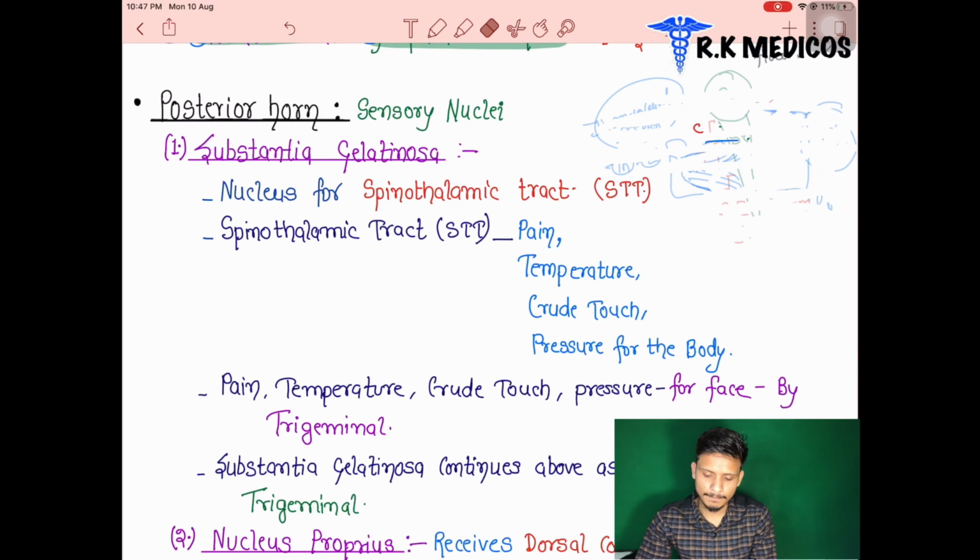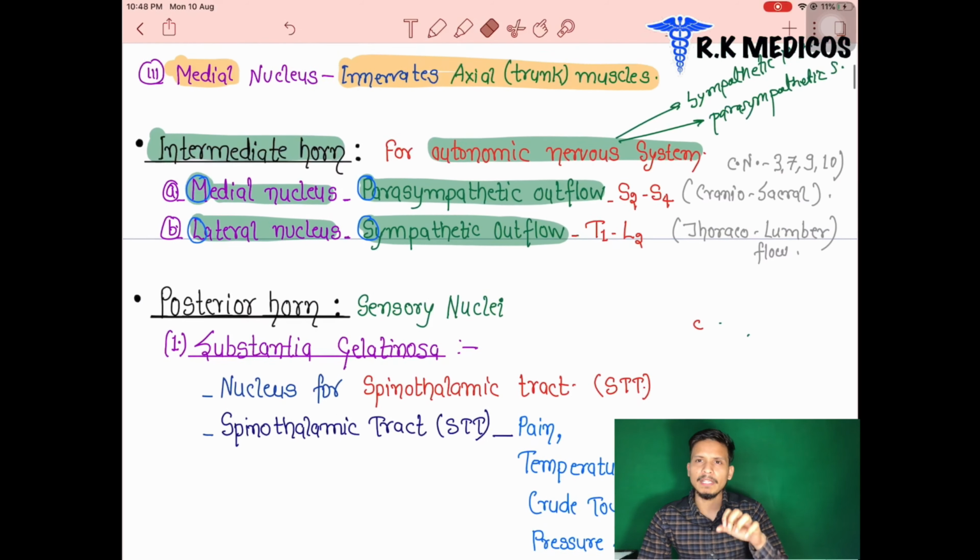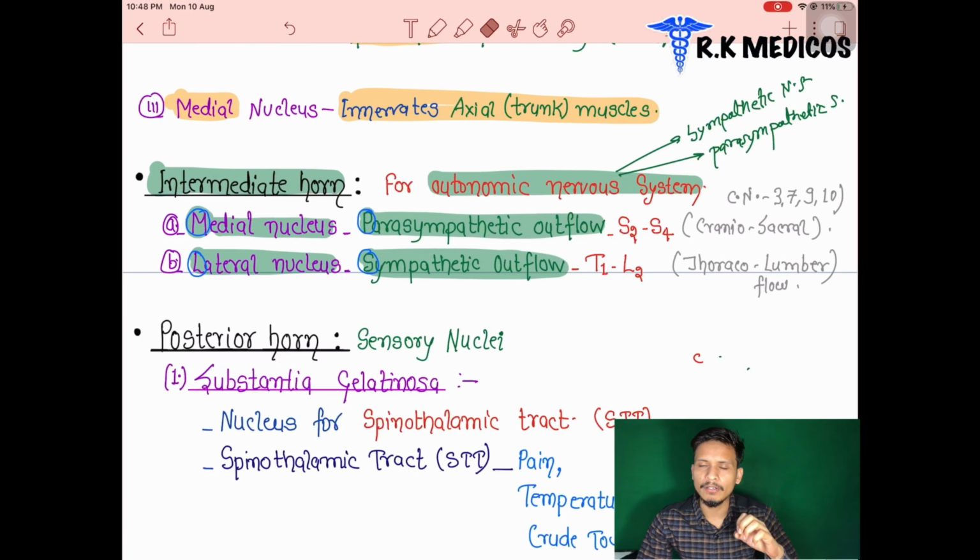So now you know the medial nuclei of the lateral horn of the spinal cord is going to supply the parasympathetic nervous system, or the parasympathetic outflow, but the lateral one is going to supply the sympathetic outflow, and that is also called thoracolumbar, and here called craniosacral.